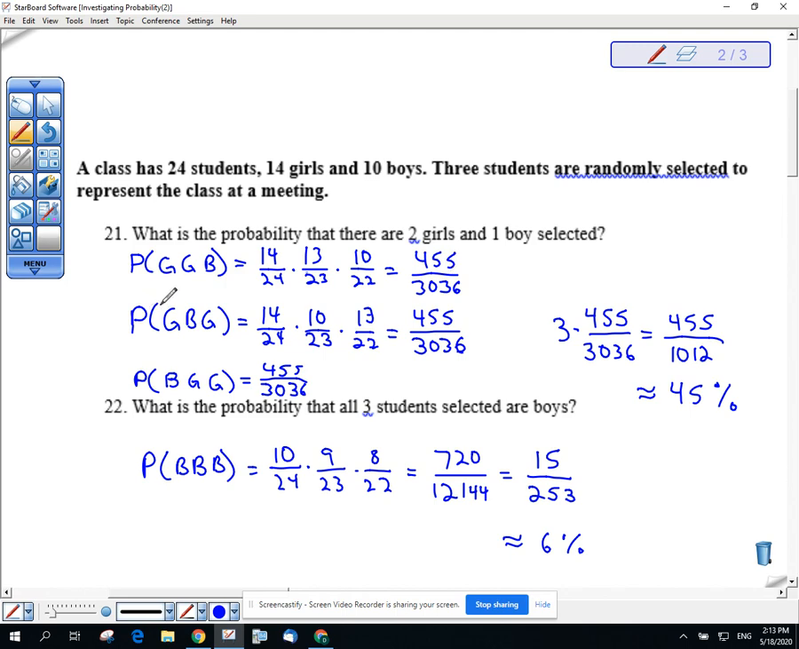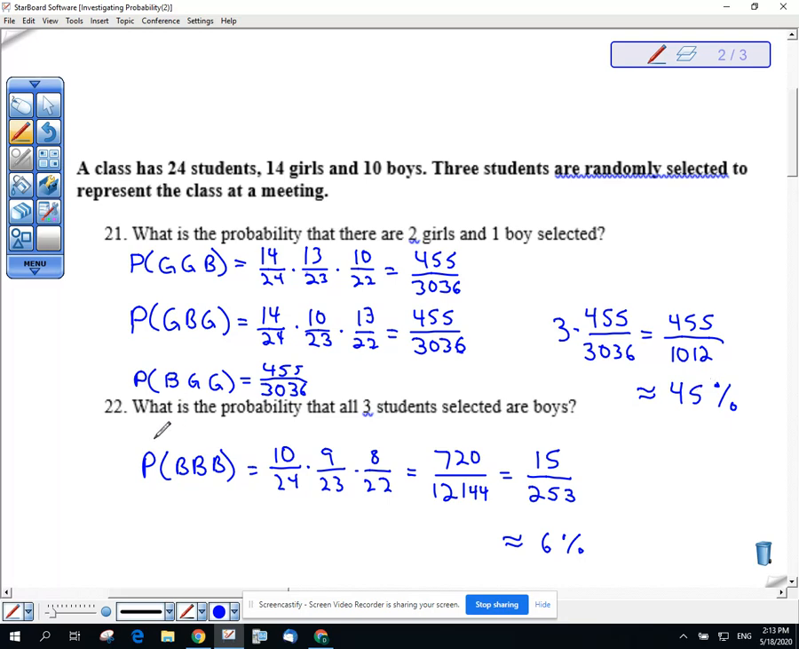Not surprisingly, because of the last example, the probability of girl, boy, girl is 455 out of 3036. And check it if you want, the probability of boy, girl, girl is 455 out of 3036. So just like the last one, I've multiplied that fraction by 3, and you get 455 out of 1,012, which is about 45%.